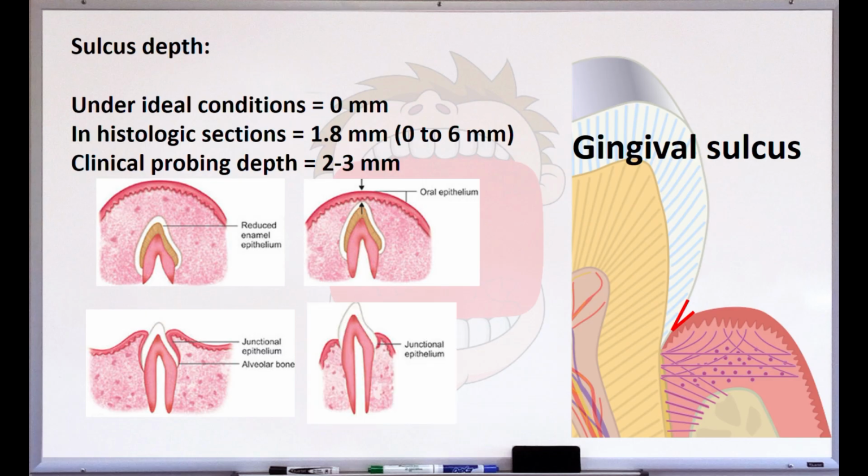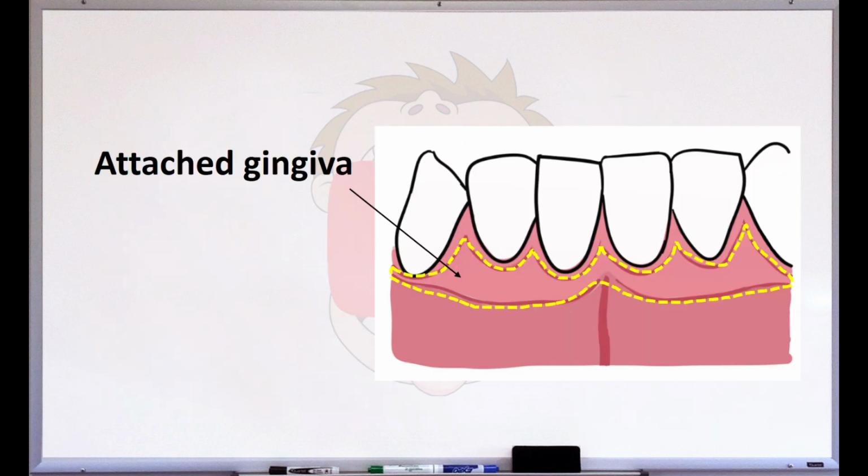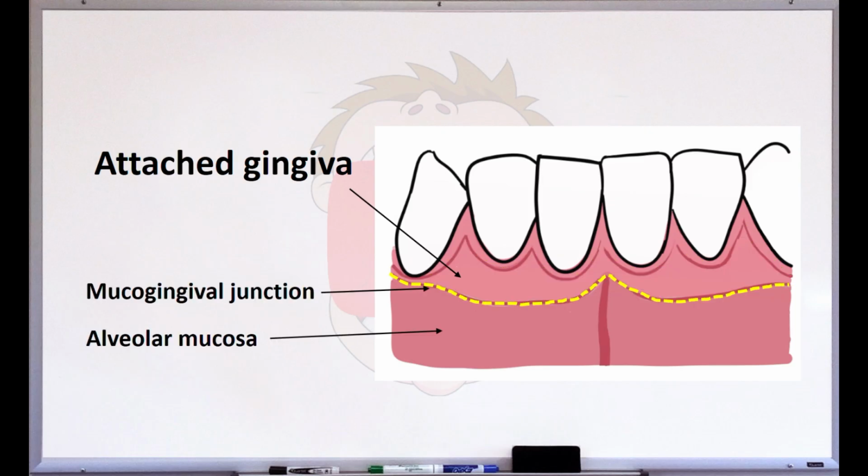Another anatomical division of gingiva is the attached gingiva. The attached gingiva is continuous with the marginal gingiva, resilient and tightly bound to the underlying periosteum of the alveolar bone. It is demarcated from relatively loose and movable alveolar mucosa by the mucogingival junction.